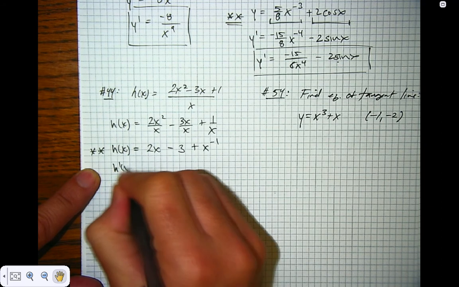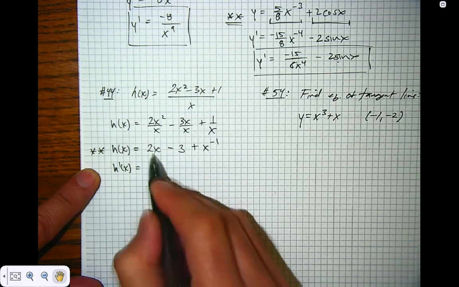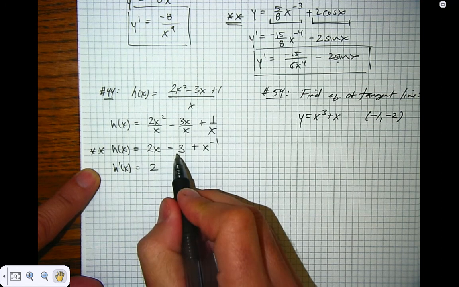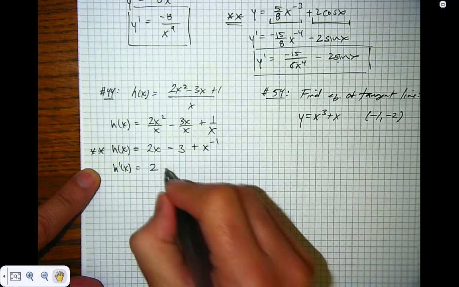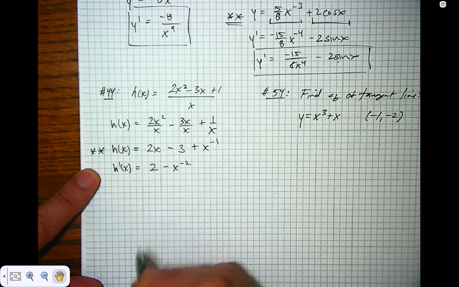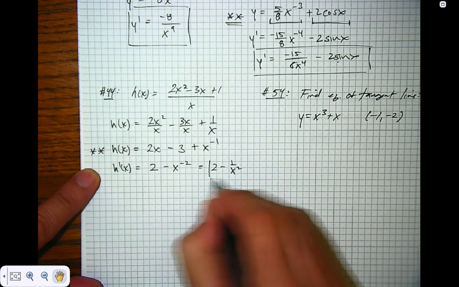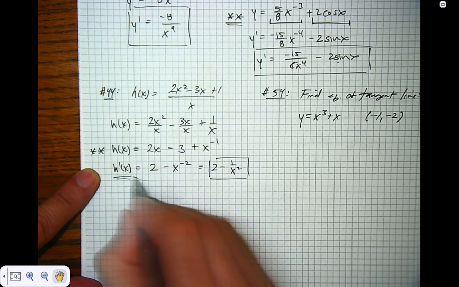Now, if we take the derivative, you would get 2, right? 1 times 2 is 2, x to 1 smaller goes away. Derivative of a constant goes away. Power rule, minus x to 1 smaller, for a final answer of 2 minus 1 over x squared. And that is the derivative.